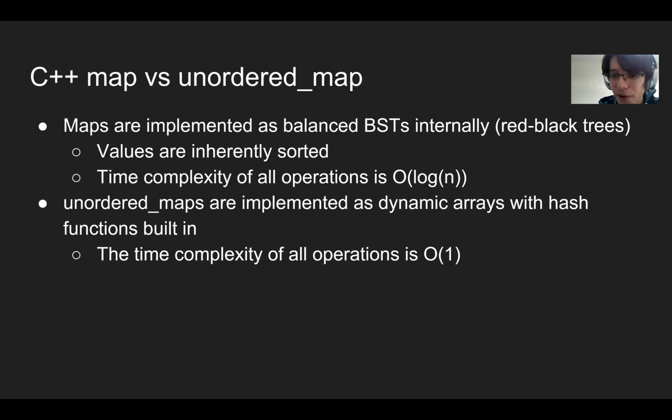So the time complexity of all operations is O(log n), because remember, insertion into a balanced binary search tree is log n, removal is log n, and find is log n. Unordered maps, though, because they use hash tables, have time complexity of O(1) for all operations. So there are benefits to both. In general, if you're doing something where order doesn't matter, unordered maps can be better. But if order does matter and you need it sorted in some way, then ordered maps are great.